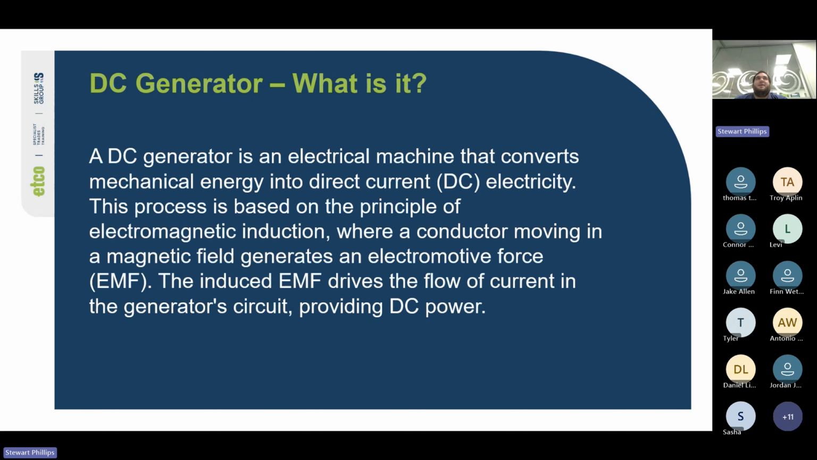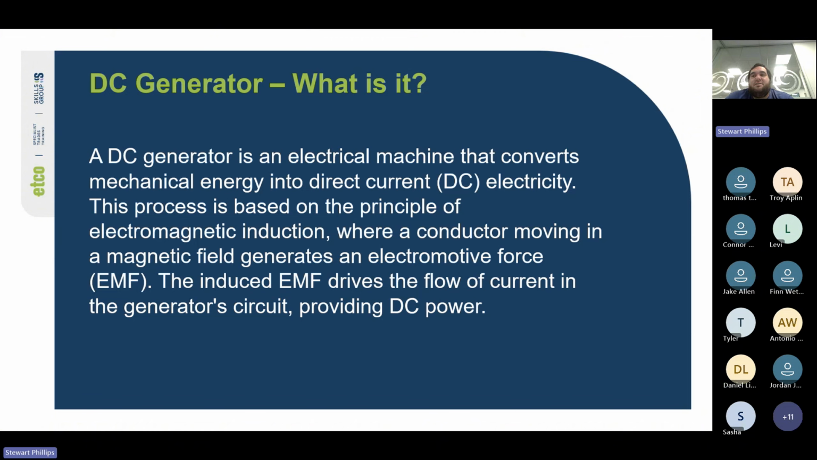Okay, cool. So a DC generator is an electrical machine. It converts mechanical energy into direct current electricity. The process is based on the principle of electromagnetic induction, where a conductor moving in a magnetic field generates an electromotive force. The induced EMF drives the flow of current in the generator circuit, providing DC power.